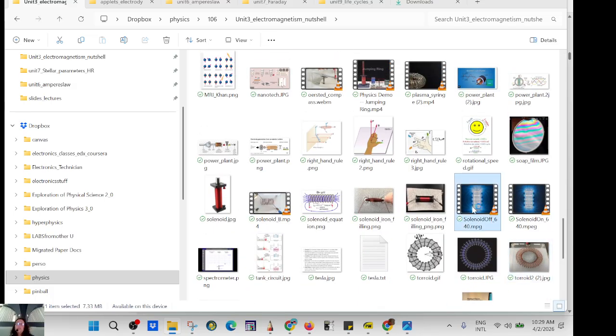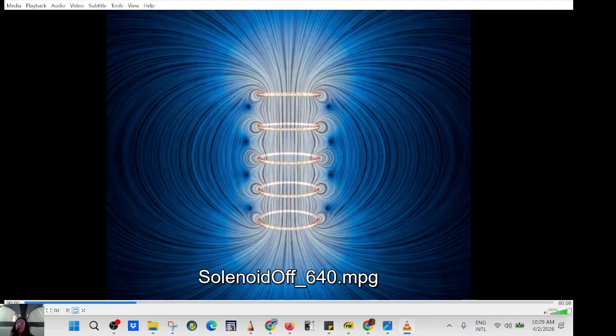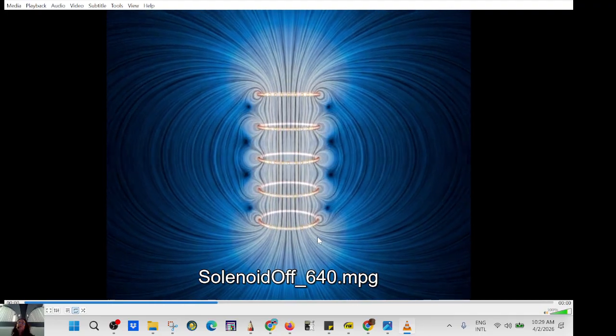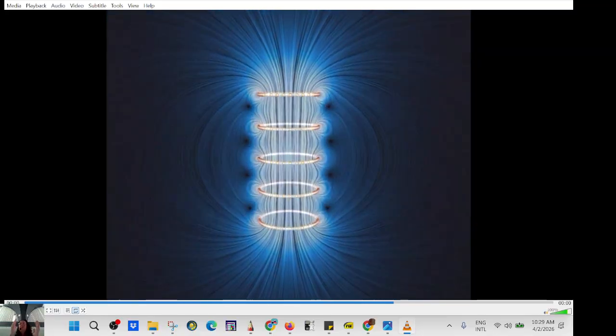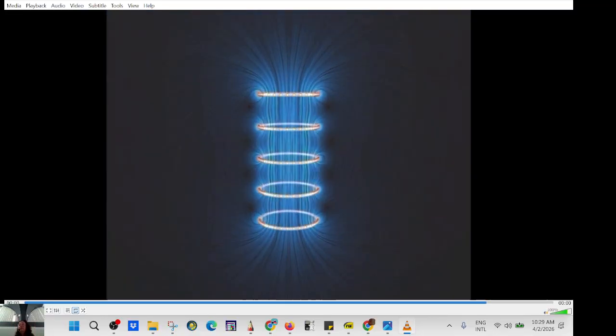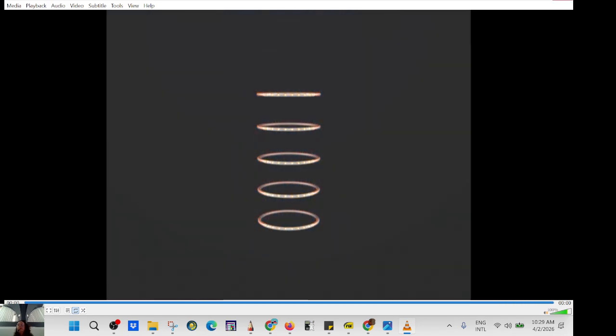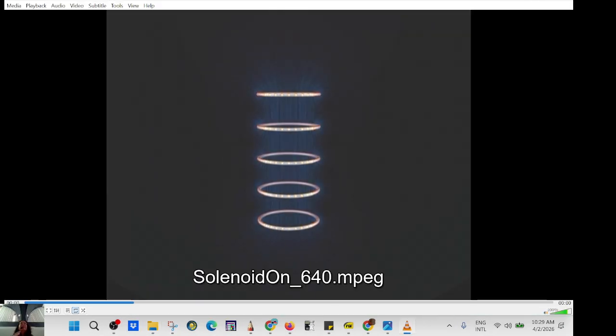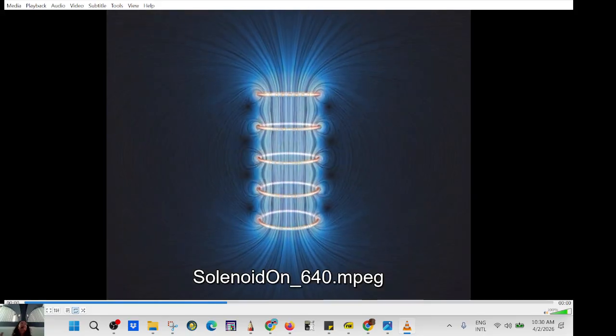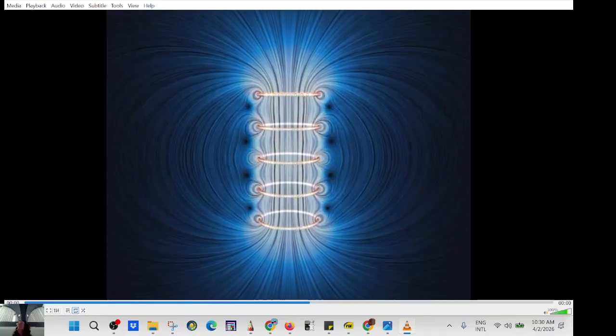See, a magnetic field doesn't happen instantaneously, right? So you open a circuit, the magnetic field collapses, so the number of field lines will decrease. A magnetic field will expand, but it takes time. So the number of field lines increases with time.